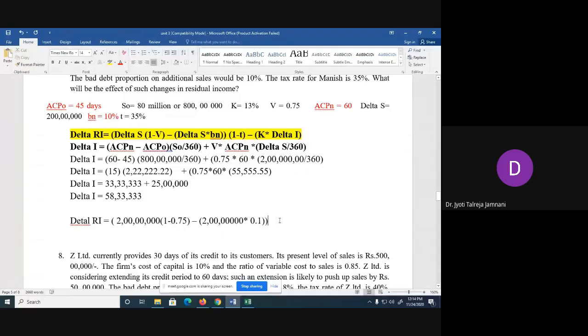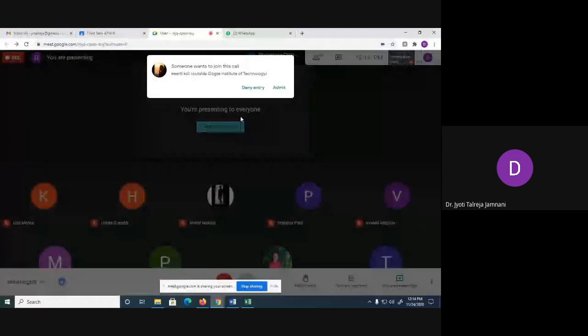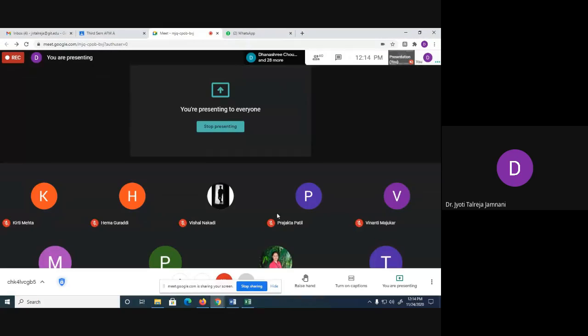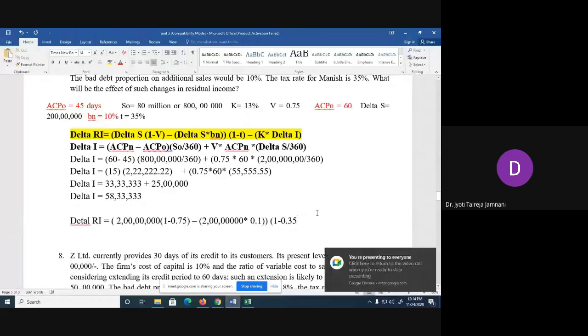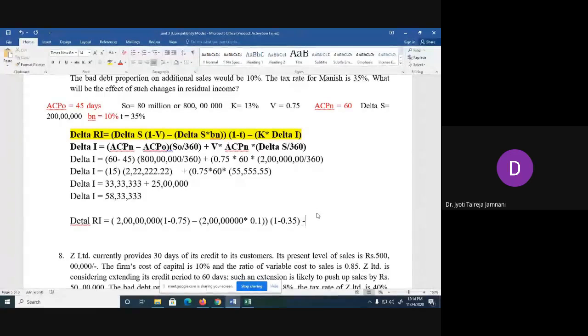So you have to do these two minusing, and then whatever answer you get, you do 1 minus the tax rate. The tax rate given is 35%. So 1 minus 0.35 is the tax rate that you minus. Minus K into delta I. The value of K is also given here, 13%. So 0.13 into delta I you calculated, 58,33,333.